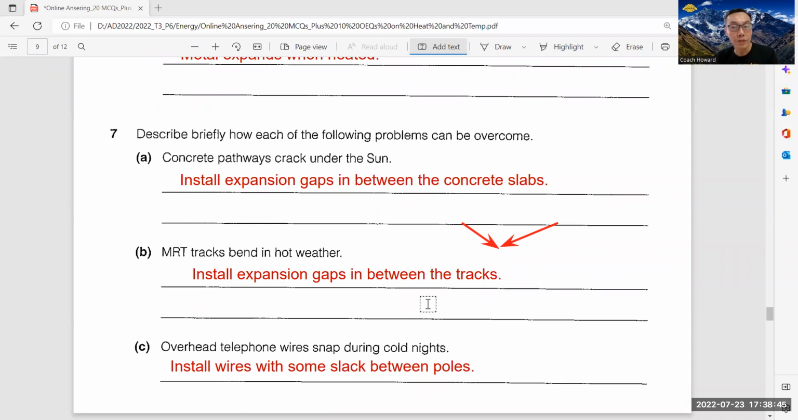Okay, so we've gone through. So Anna, you just came in. We are at question 7, page 9 of the worksheet.